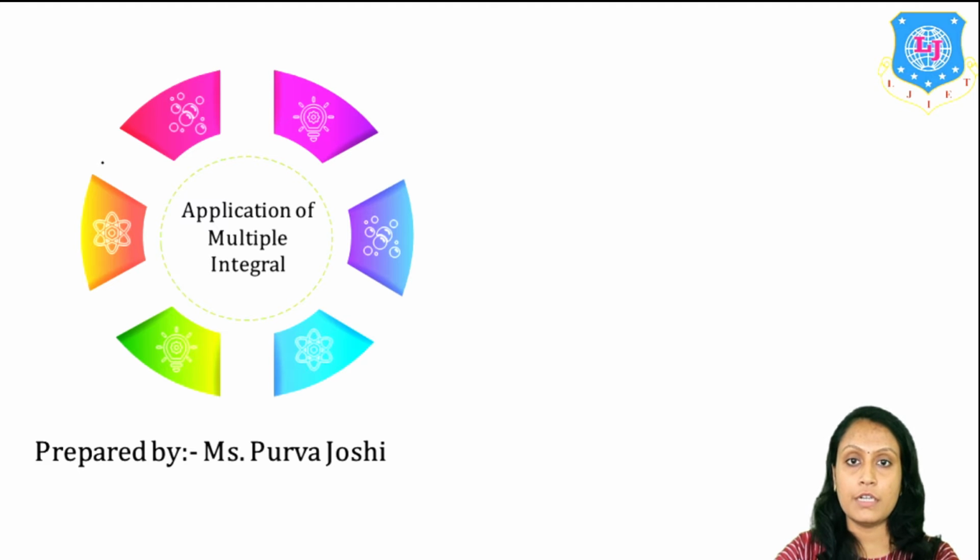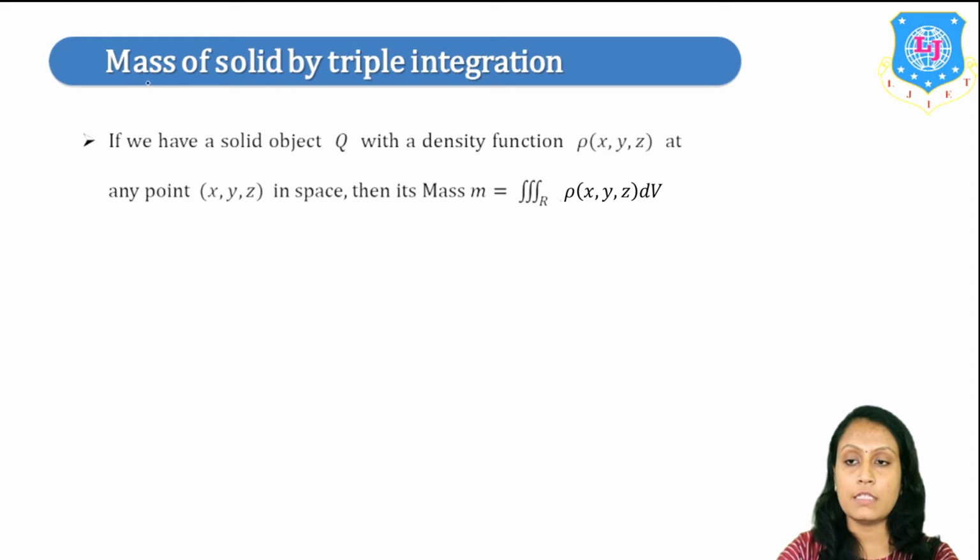Today we are going to study a topic from application of multiple integrals. So let's start with the first topic, that is mass of a solid by triple integration. If we have a solid object Q with a density function rho at any point x, y, z in space, then its mass is given by the formula triple integration over R of rho(x, y, z) dV.